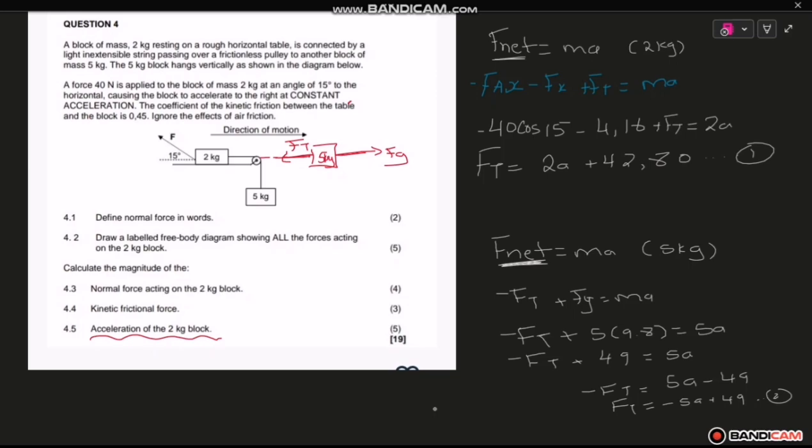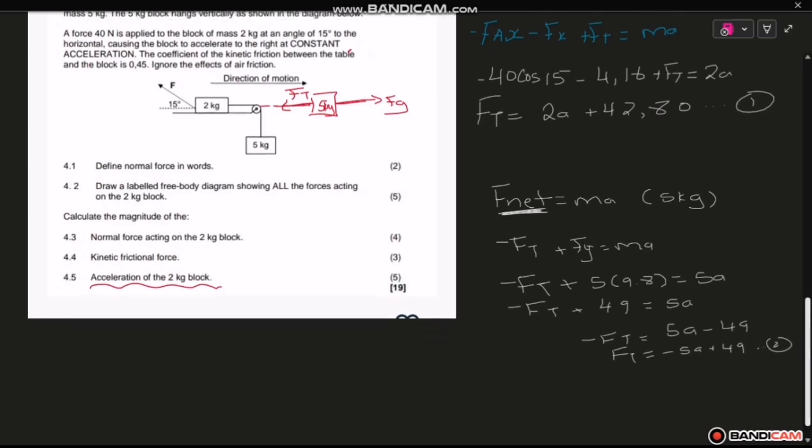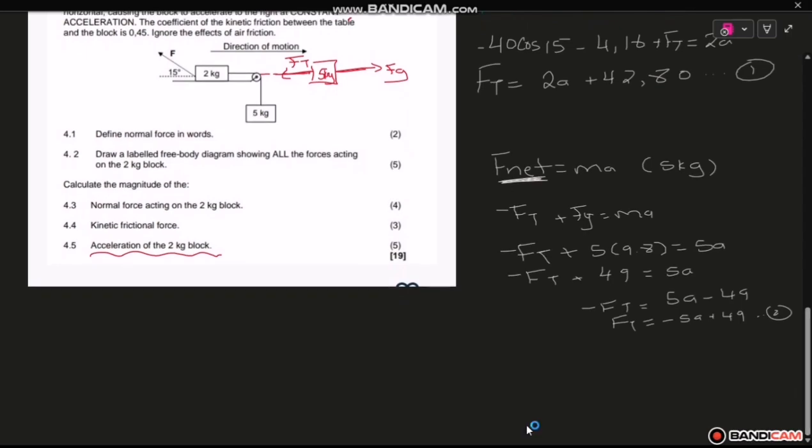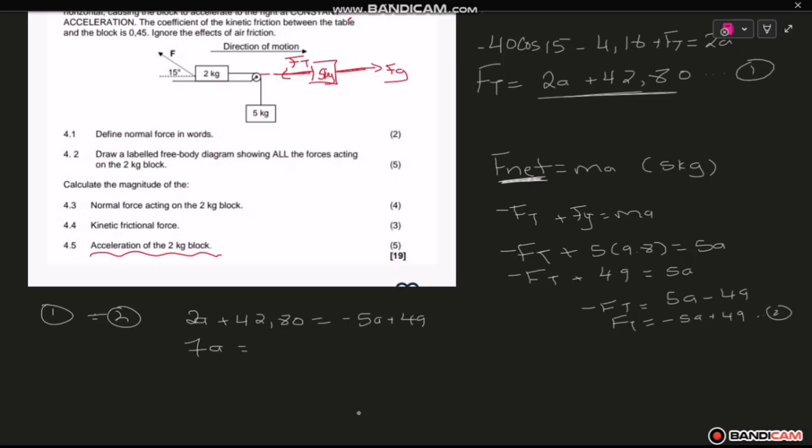Therefore, we can equate the equations and solve simultaneously. Therefore, equation 1 equals equation 2. Equation 1, we know that it's 2a plus 42.80, equal to minus 5a plus 49. Therefore, let's group the like terms. It's going to have 7a equal to, use your calculator.